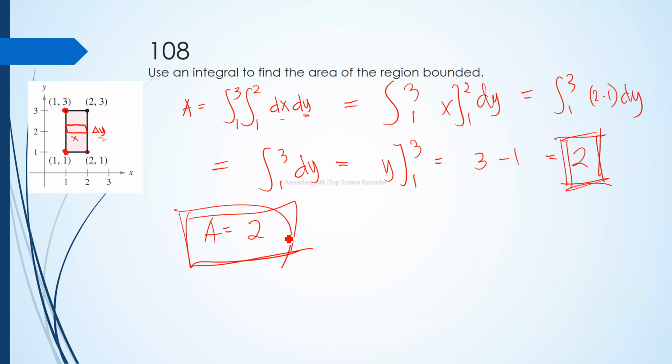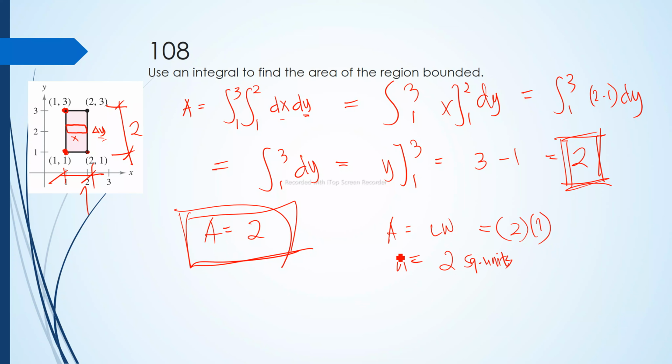By using simple geometry, our width here is just equal to 1, and our height is equal to 2. The area is just like the length times width, or the height times width, then we have 2 times 1, and it's just equal to 2 square units. They're just the same. But here, we just applied the integral.